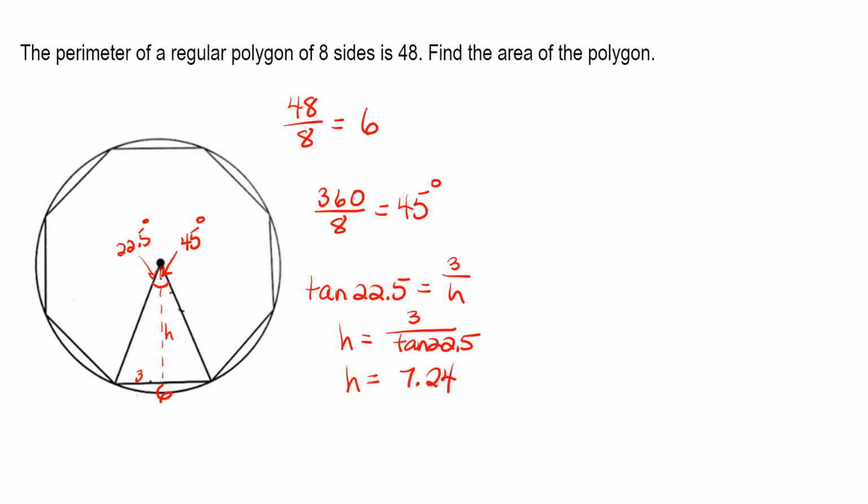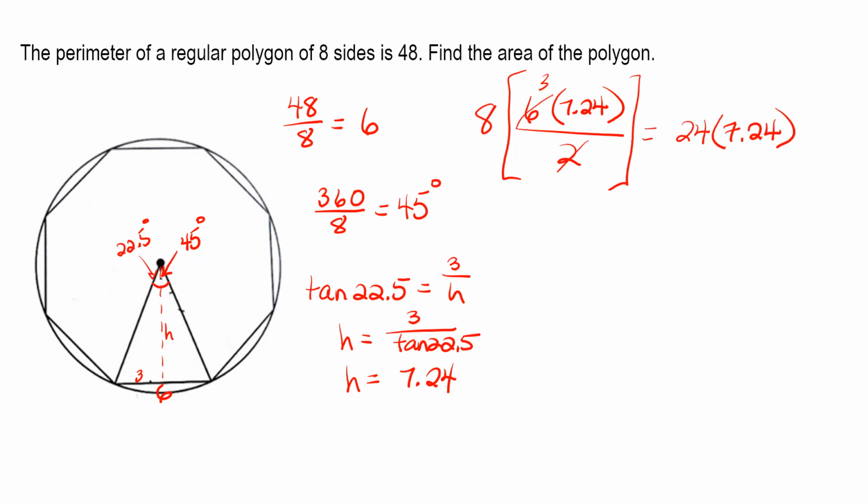So now we have the height of the triangle. We have the base of the triangle already. So 6 times 7.24 over 2 is going to be the area of each triangle, and then we will multiply that by 8. That gives 173.82 square units.